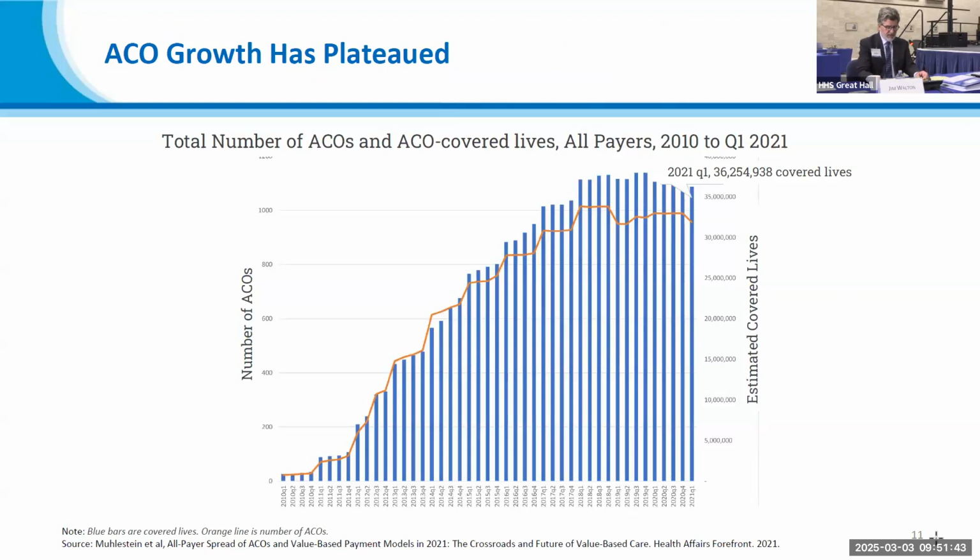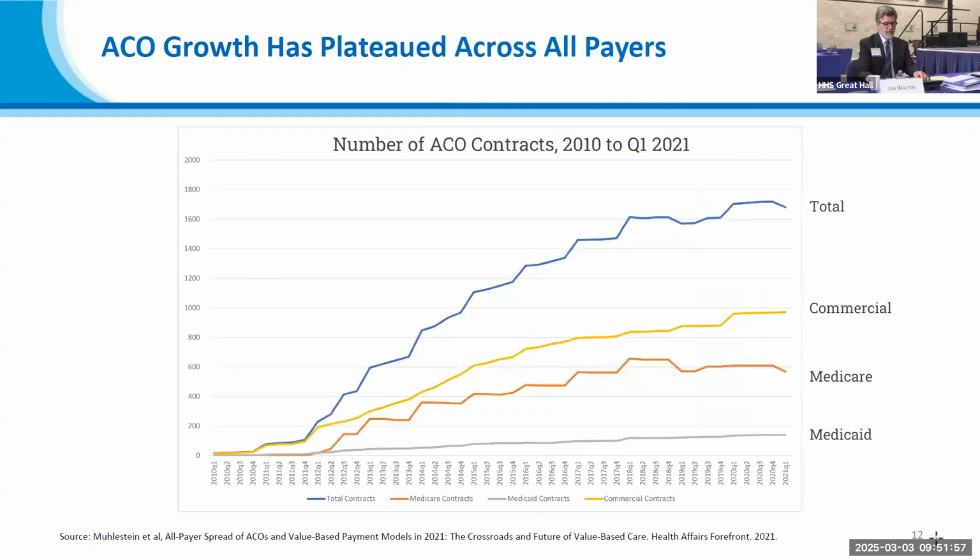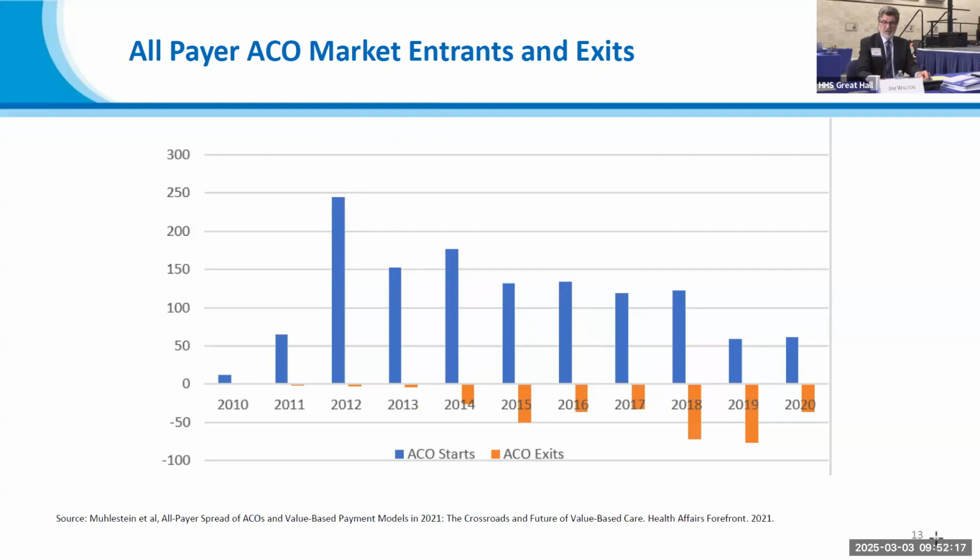This next slide illustrates the plateauing of covered lives at around 36 million by 2021, and the number of ACOs plateauing around 900 to 1,000 in the same period of time. From the same study by Milstein, we see a graphic illustration of ACO growth plateauing across all lines of business a provider holds in their portfolio, commercial, Medicare, and Medicaid, between the years 2010 and 2021. Again, this graph adds to the evidence illustrating the deceleration of new entrants entering alternative payment models, and as well a suggestion of acceleration of exits of participating entities in the ACO market.